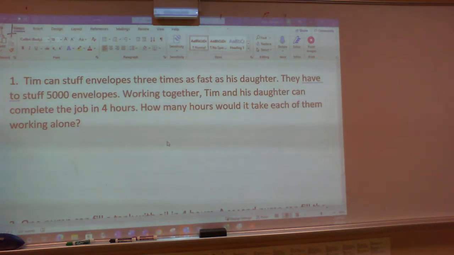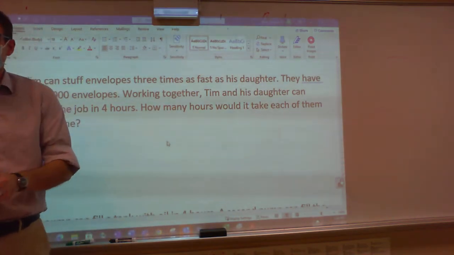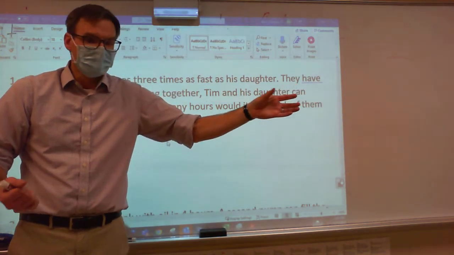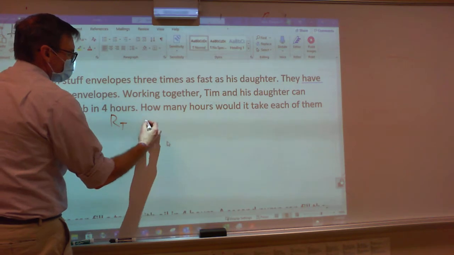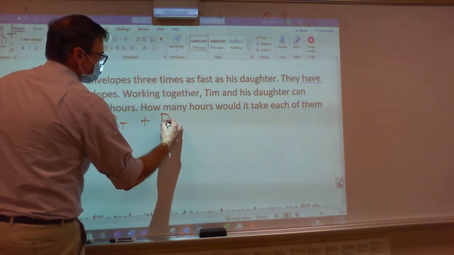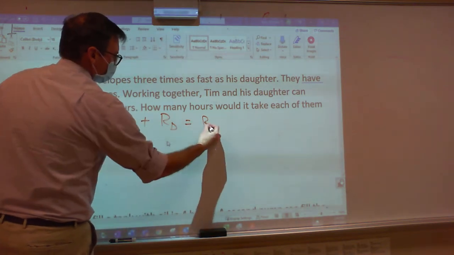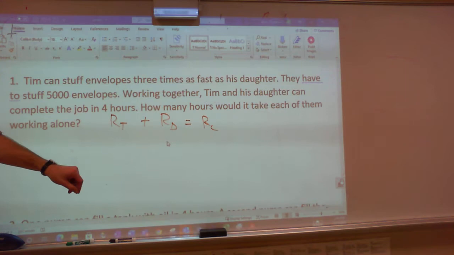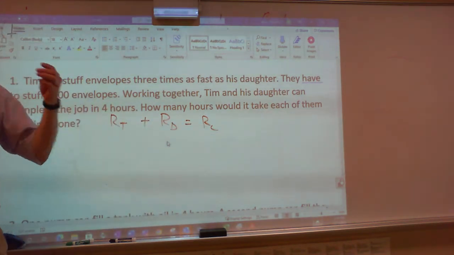Okay. Now we're back to where we were before. Does everybody recognize we got rate of something plus rate of something equals total rate? So if I set this up, here's rate of Tim plus the rate of his daughter is equal to, I can't say T because I've already taken that, so I'm going to say combined, lowercase t. Equal to the rate of the combined. I can't say rate of total because I'm already using T.